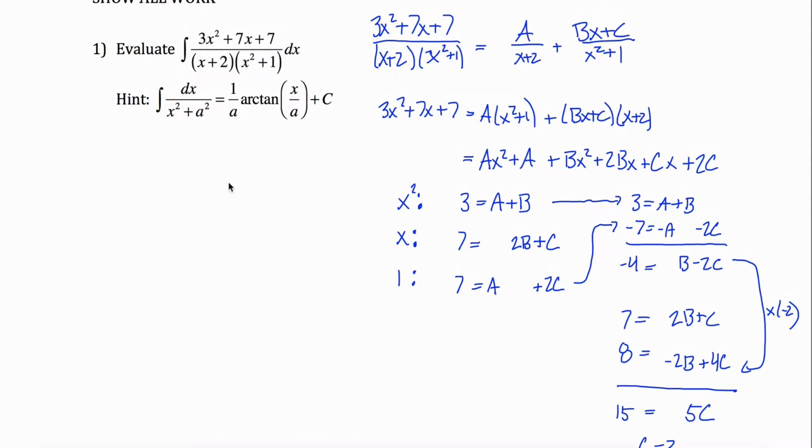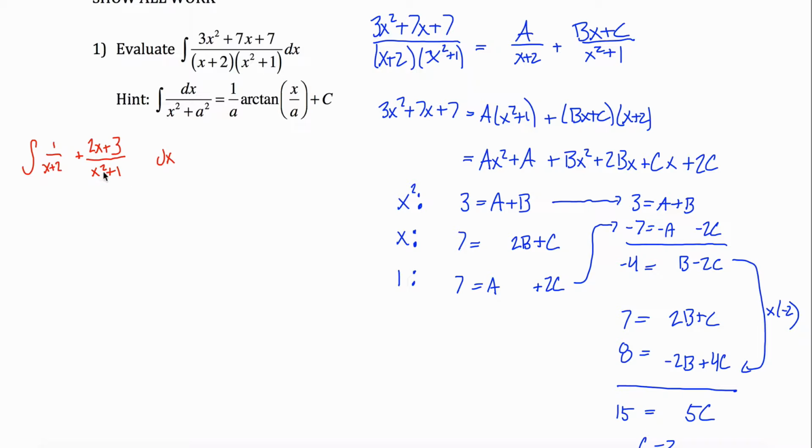So all of this was a bunch of algebra. I haven't done any calculus yet. I guess it's about time. I'm not going to try to take the integral of this thing. I'm going to take the integral of what it's equal to. So I'm going to evaluate the integral of A, which is 1 over x plus 2, plus Bx plus C, in other words 2x plus 3, over x squared plus 1.